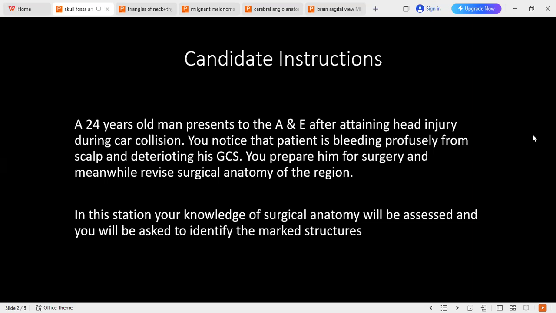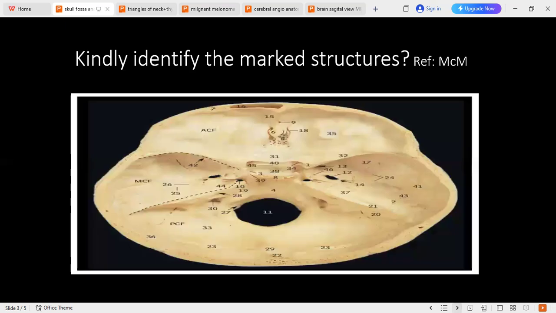Okay, I'm ready. If you've read and understood the instructions, please begin and kindly identify what you are looking at. I'm looking at the anterior, middle and posterior cranial fossa. Which view? It is the coronal view.